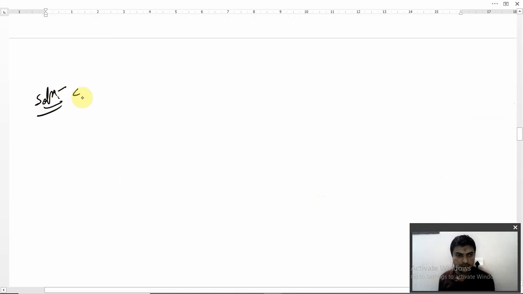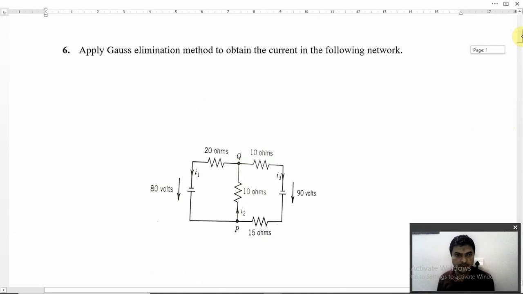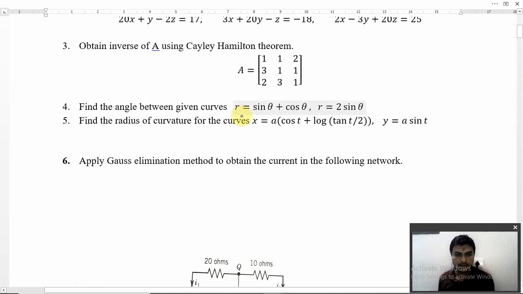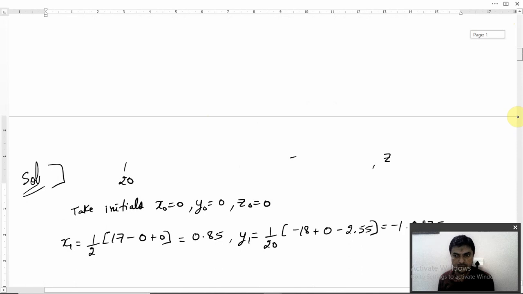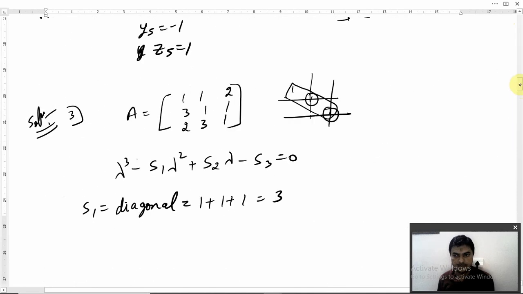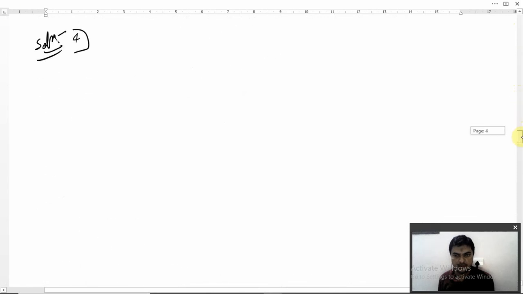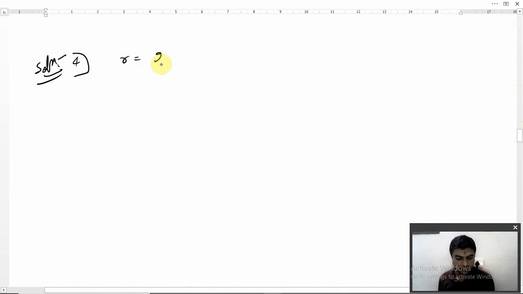Solution. The fourth one I will take, which is again very easy, and within less time I can simplify. The fourth question is: find the angle between the curves. This is very easy for me to simplify, and I can get the answer within 5 to 10 minutes. So here they have given r is equal to 2 sine theta, and another r they have given as sine theta plus cos theta.